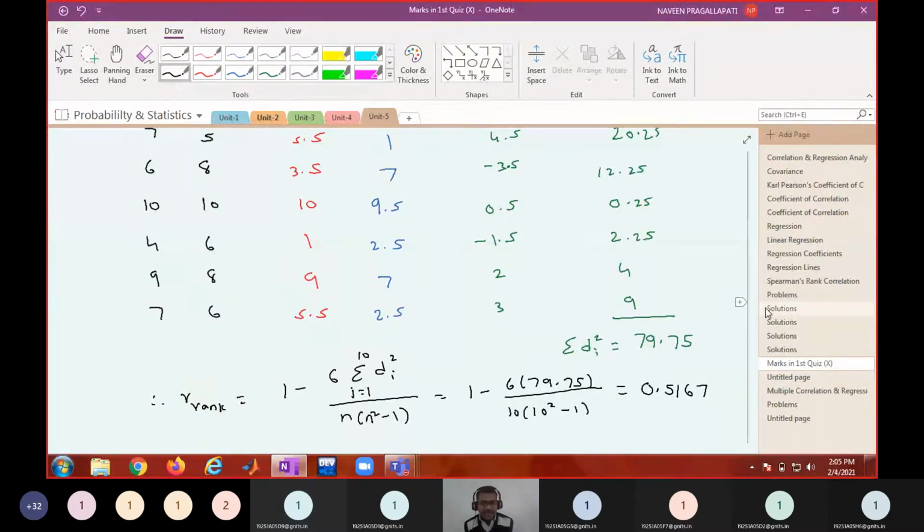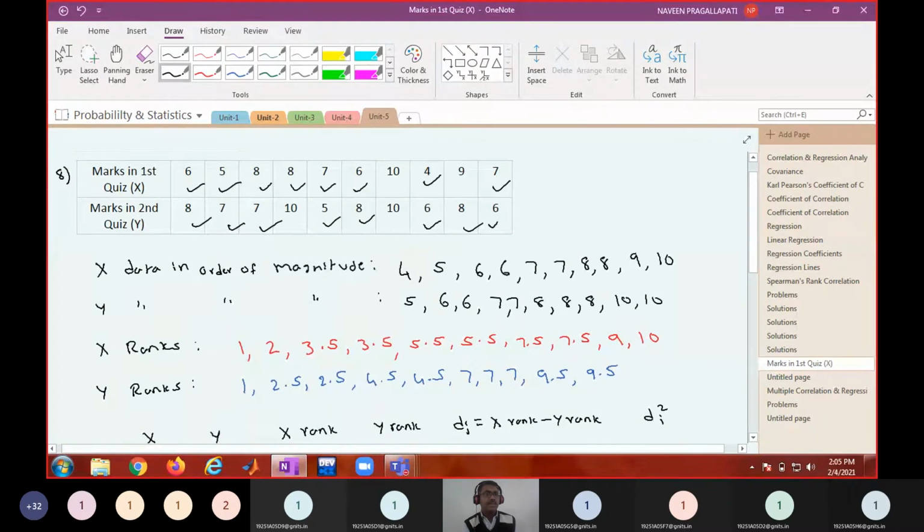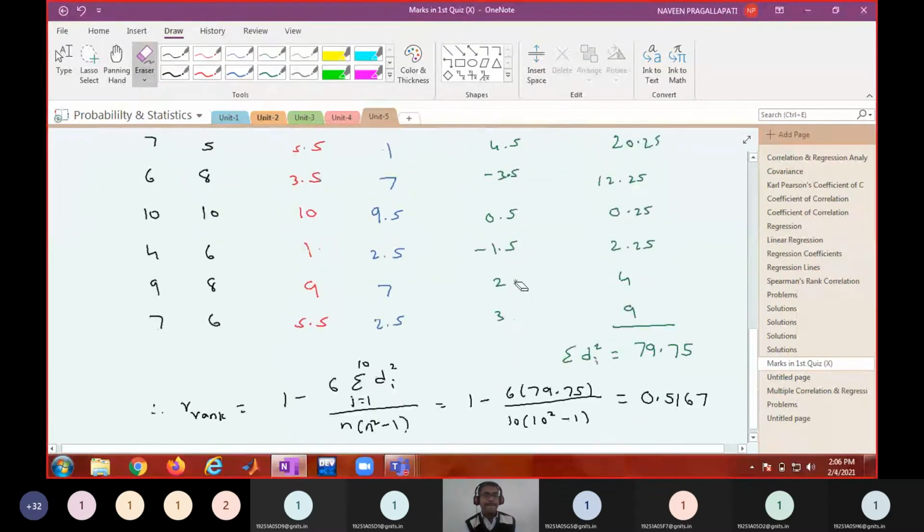Okay, so that is the rank correlation coefficient. So they are moderately correlated. It is 0.5. It is neither near 1 nor near 0. If it is 0, then the ranks are not correlated, the marks are not correlated at all. If R equals 1, perfectly correlated. So these are the actual marks. So the rank correlation between marks obtained in both quizzes is this one.